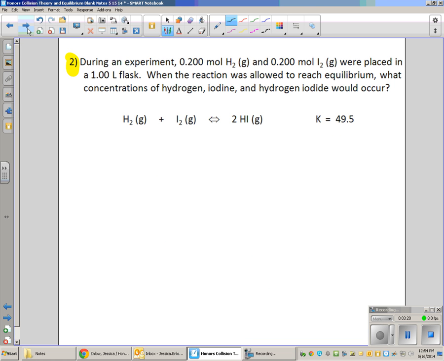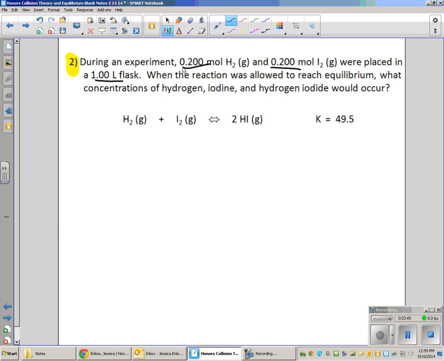Maybe two more. During an experiment, 0.2 moles of hydrogen gas and 0.2 moles of iodine gas were placed in a 1 liter flask. When the reaction was allowed to reach equilibrium, what concentrations of hydrogen, iodine, and hydrogen iodide would occur? So that information they give us initially, what can that be used to do? Find the molarity. Perfect. So these two values are going to be our original conditions for these two gases. And then we have the liter.